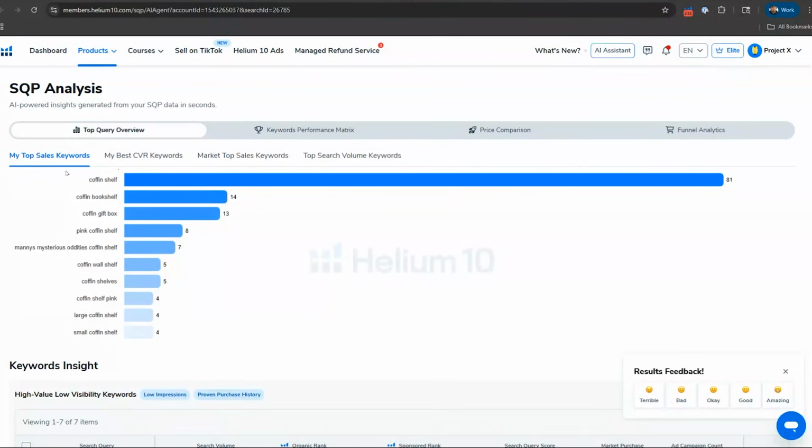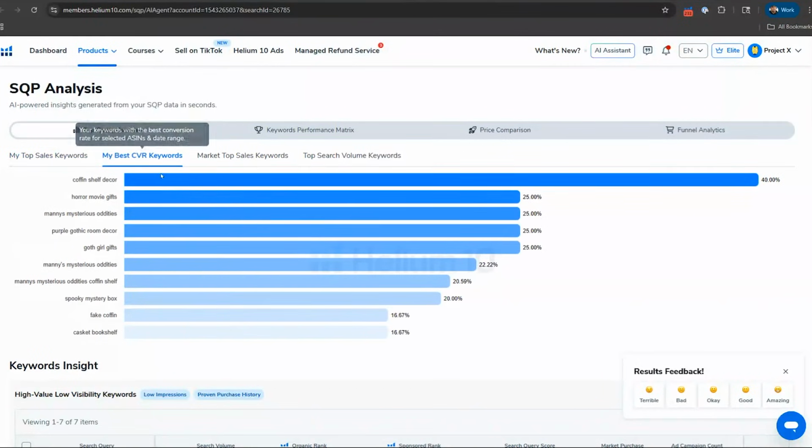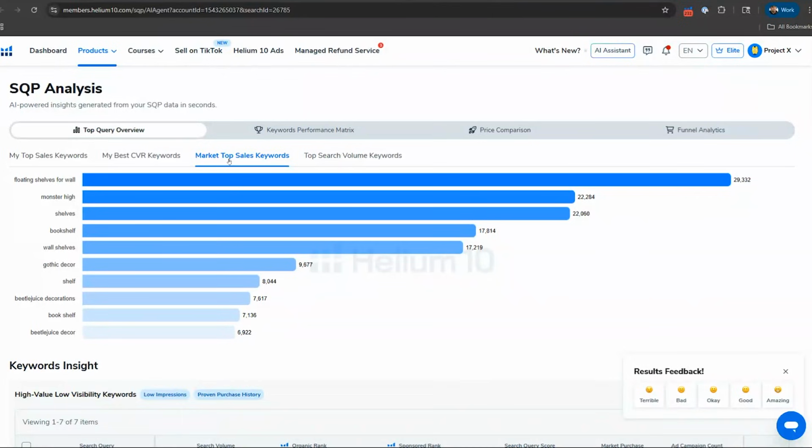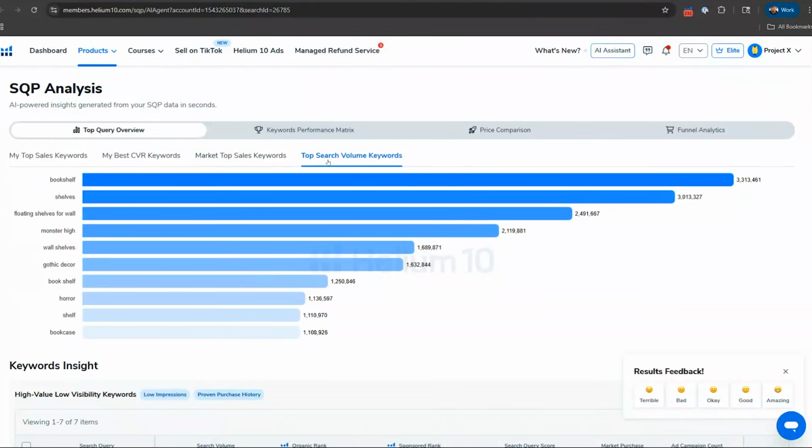Right off the bat, I can see some top things like, what are my top sales keywords? What were the keywords I had the best conversion rate on? What was the market's top sales keywords, all right? What drove them a lot of sales? What were the top search volume keywords that I'm showing up for? That's the top query overview.